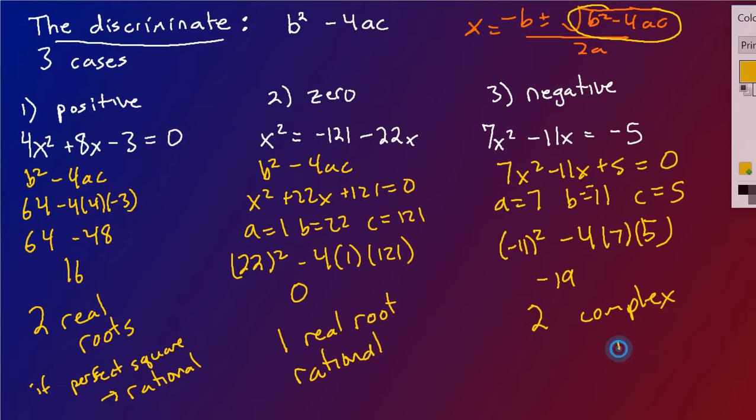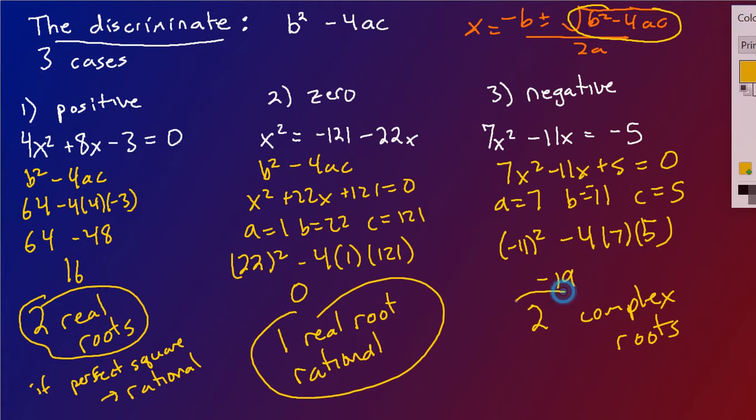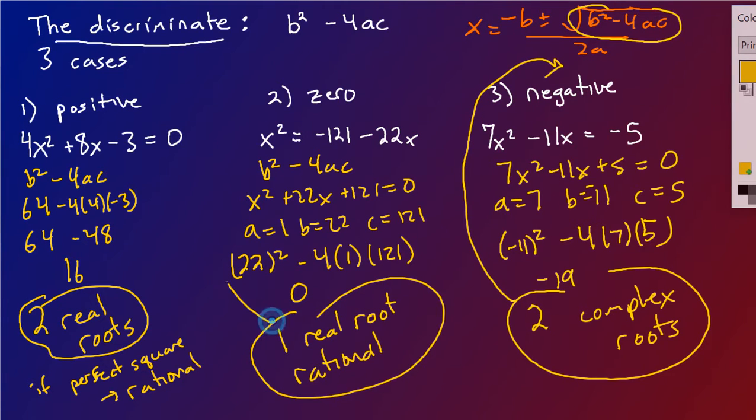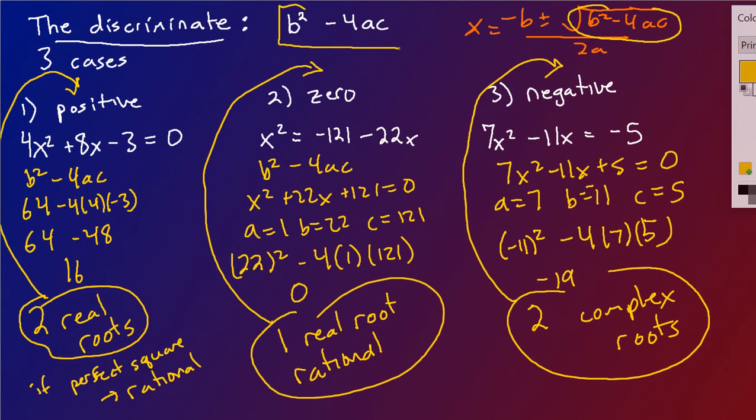So those are our three cases. So sometimes we're asked what types of roots we have. So we'll either say basically two real roots, one real root, or two complex roots. That's negative for the complex, 0 for the rational, and positive for two real roots, based on our discriminant. So if we're asked that, all we need to do is do this piece. We don't need to do the entire formula.